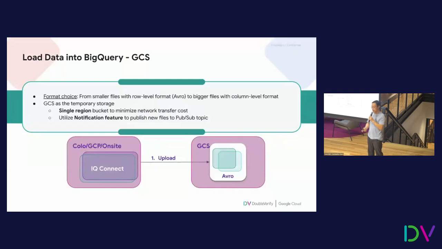The first enhancement we made was migrating from the CSV file to the Avro file. CSV is very human friendly, but it has a lot of downsides, just to name a few. It doesn't have a schema.